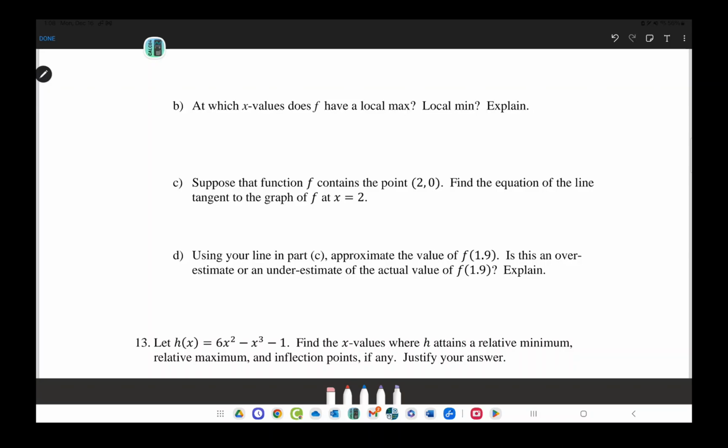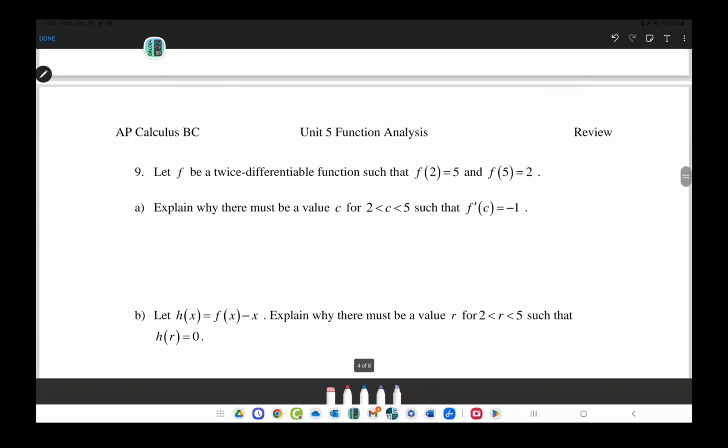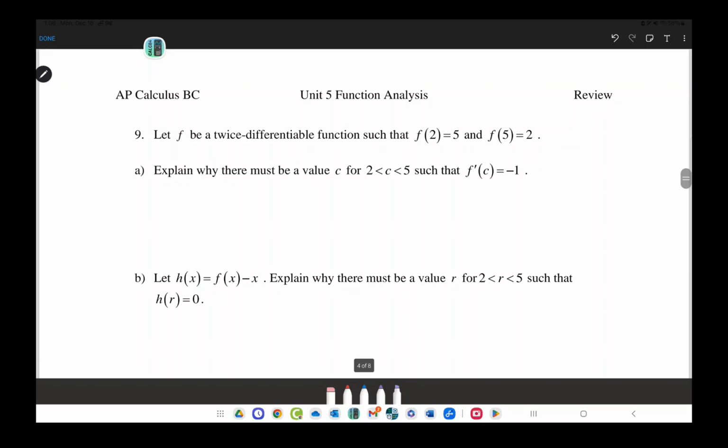All right, know your mean value theorem. This question number 9 is definitely going to be on your test, just not in the same format. You may have to find f of a and f of b on the test. They won't give you f of a and f of b.